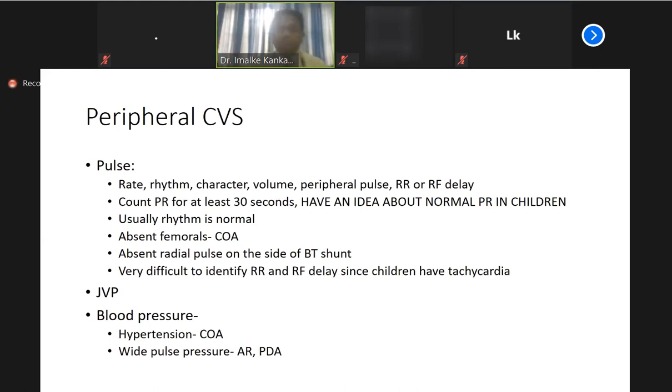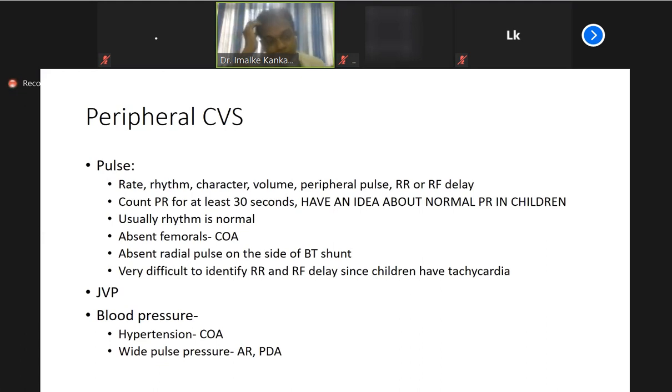Usually rhythm is normal in children. You don't get a child with atrial fibrillation, heart blocks and all in your cardiovascular system examination. If you have a child with very low heart rate like bradycardia, maybe heart rate around 40, 50, then it will be a very rare case of congenital heart block, but we don't usually give that kind of cases. Not that we are not giving it, we can't find these patients.